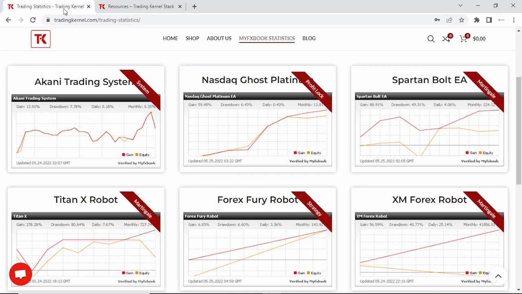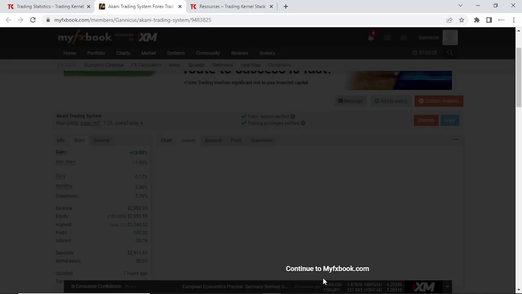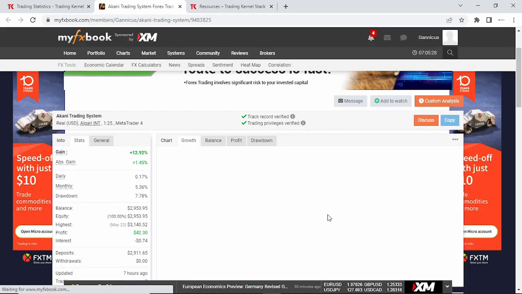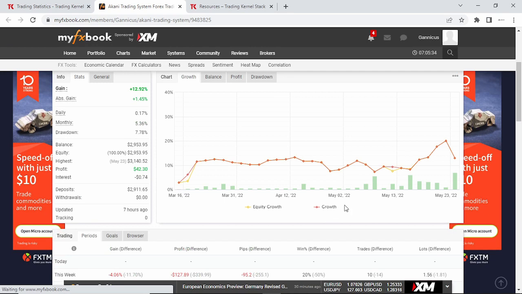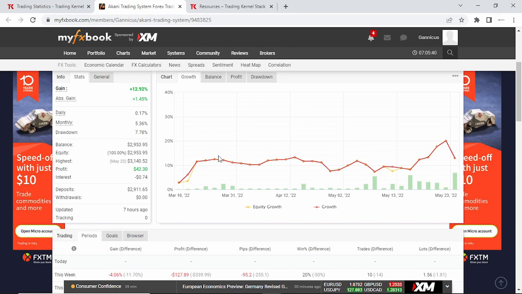All right, so back to our MyFxBook statistics here. Let's look at Akani trading system, which is the first one we'll be looking at today. Akani trading system is up about 12% from March, which we started. It's currently at 12% now. We had a slight drawdown yesterday, as you can see here, which is the real deal about Forex trading.